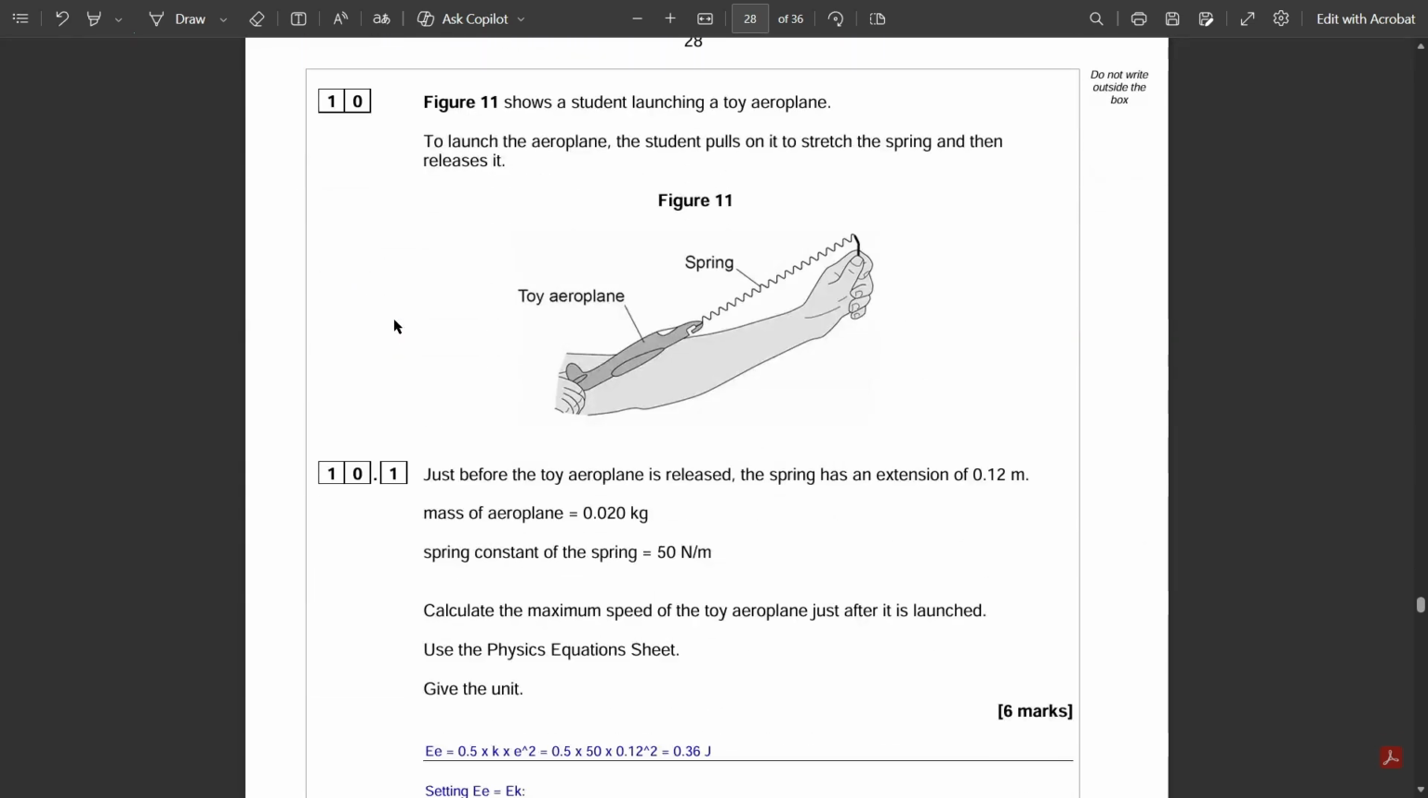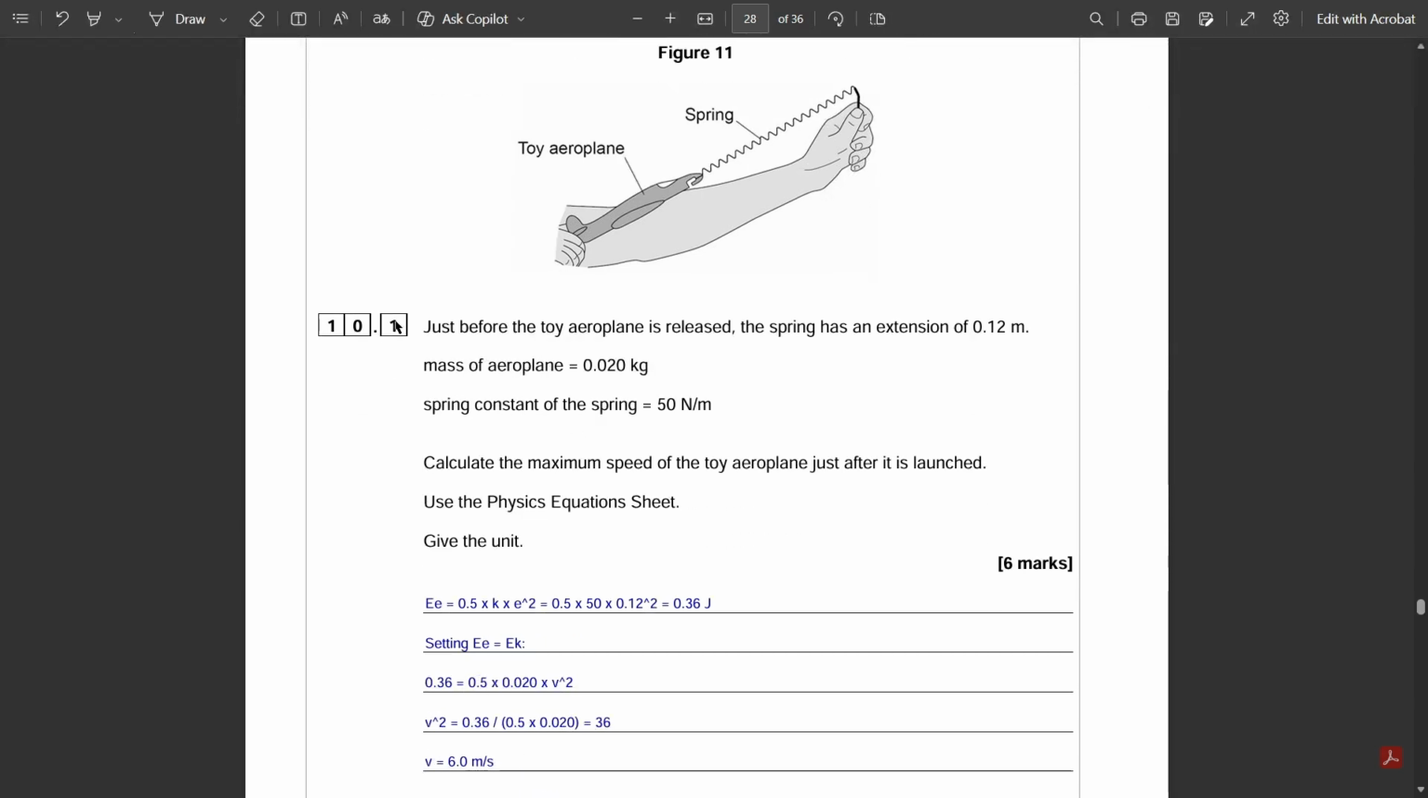And then for question 10, figure 11 shows the student launching a toy airplane. To launch the airplane, the student pulls on the spring, and then releases it. Just before the toy airplane is released, the spring has an extension of 0.12 meters. The mass of the airplane is 0.02 kilograms, and the spring constant is 50 newtons per meter. And we're meant to calculate the maximum speed of the airplane just after its launch.